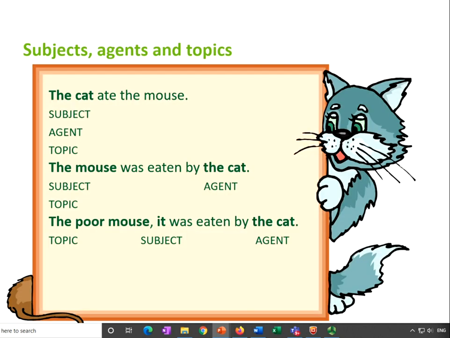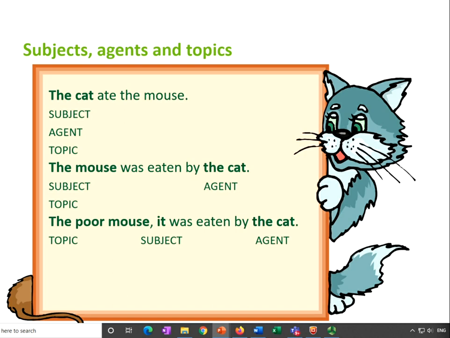Now, a little detour into subjects, agents, and topics. So, in a straightforward sentence, the cat ate the mouse. The cat is the subject. It's also the agent. It's also the topic. What does that mean? Well, if we make the sentence passive, the mouse was eaten by the cat, the mouse becomes the subject, but the cat remains the agent.